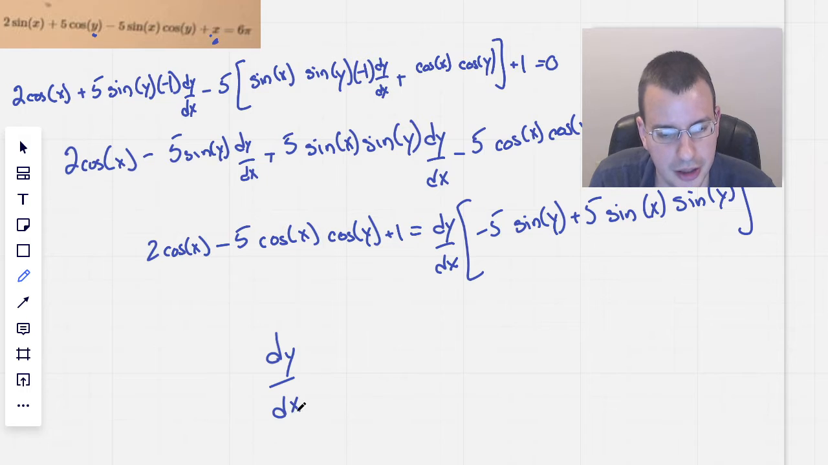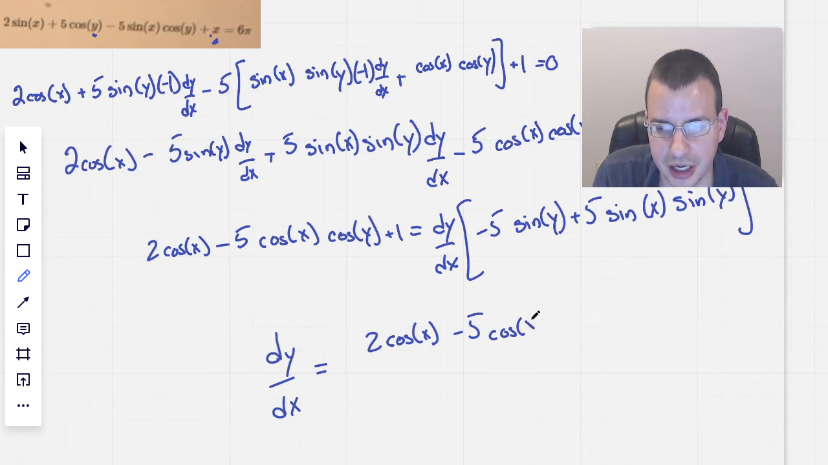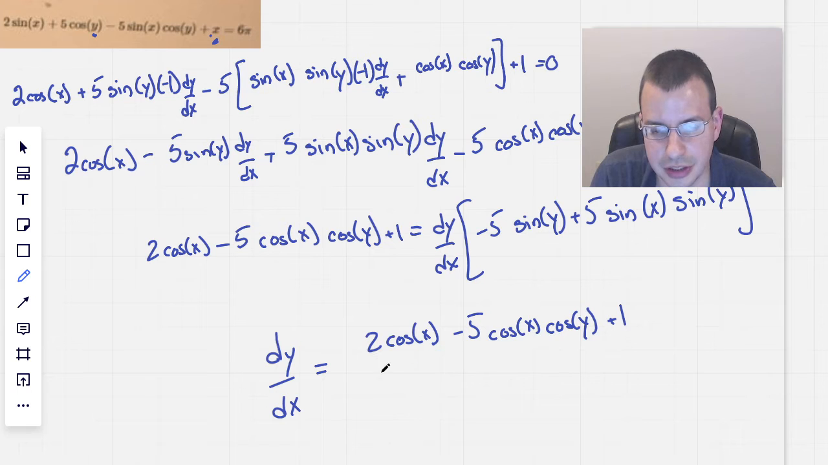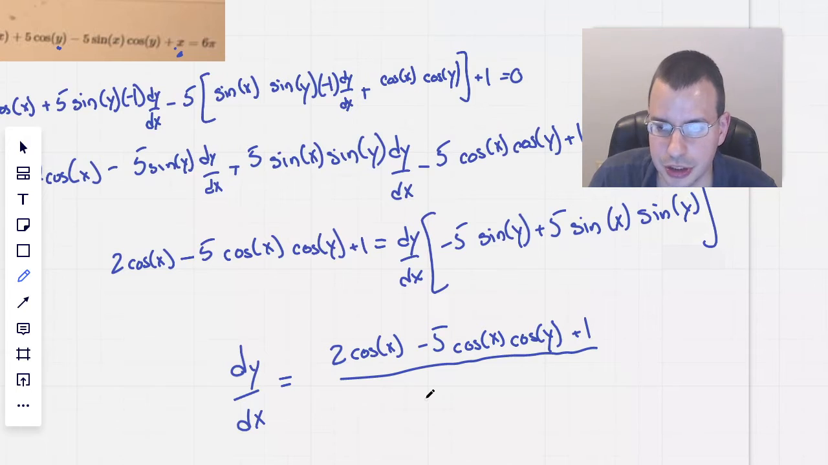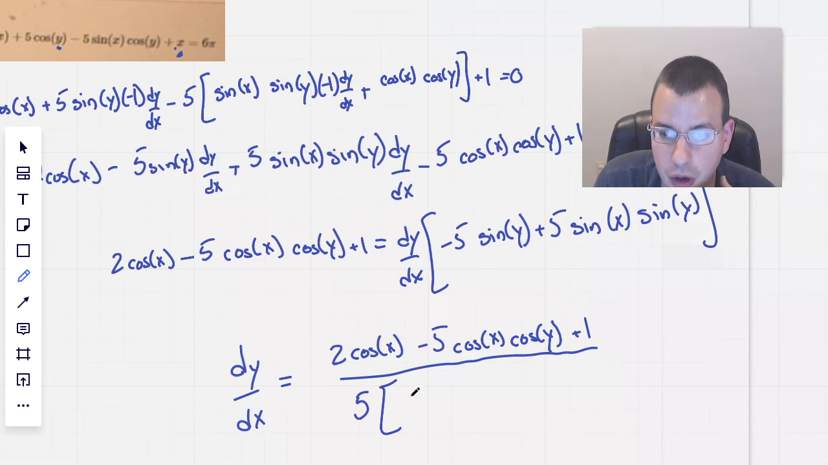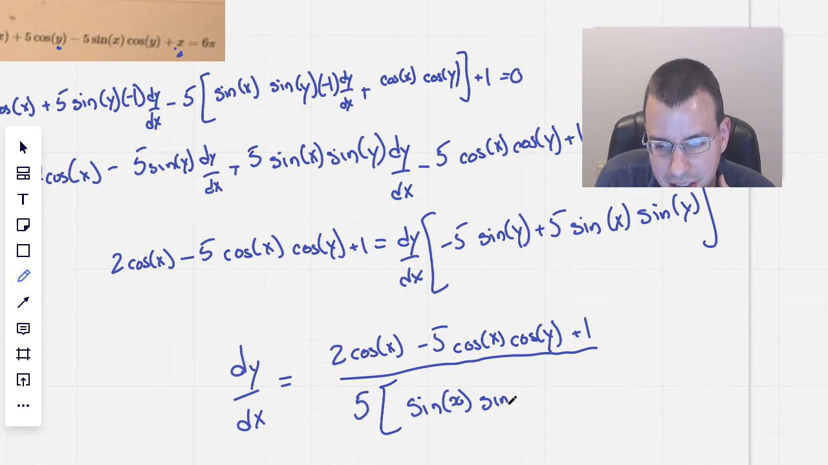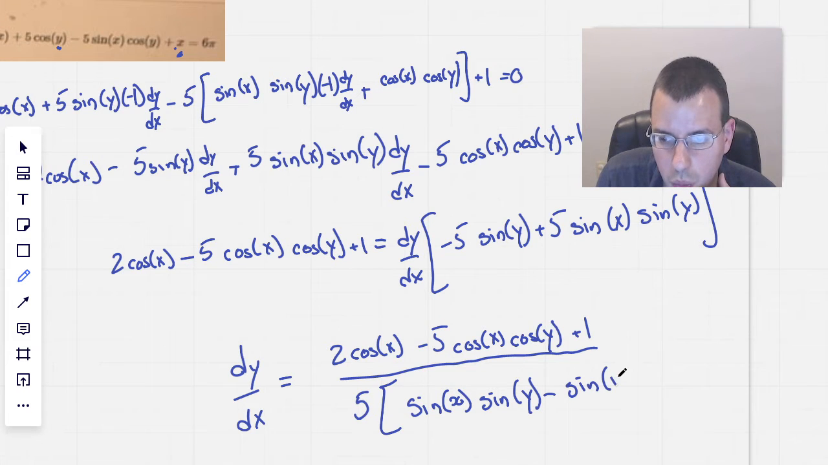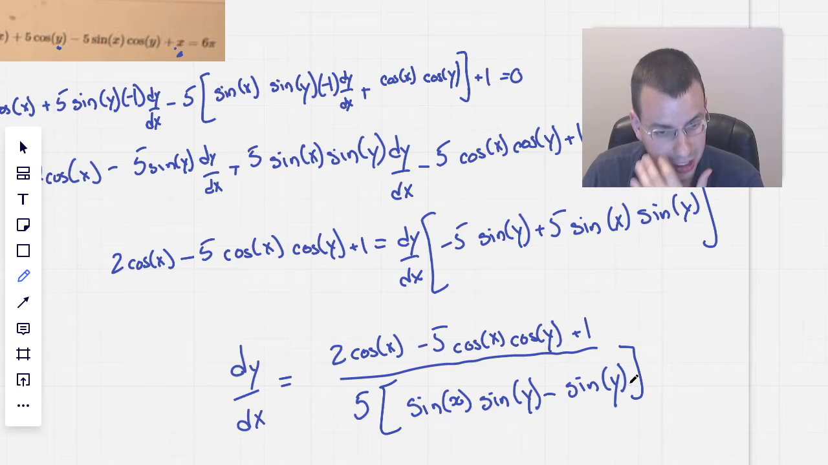dy dx equals 2 cosine of x minus 5 cosine of x cosine of y. I should really write my x's differently so that I don't confuse the y's and x's. That is going to be a human performance trap of epic proportions. Then we'll do a 5 times the quantity sine of x sine of y minus sine of y. And I already took care of the 5 on the other side over there.